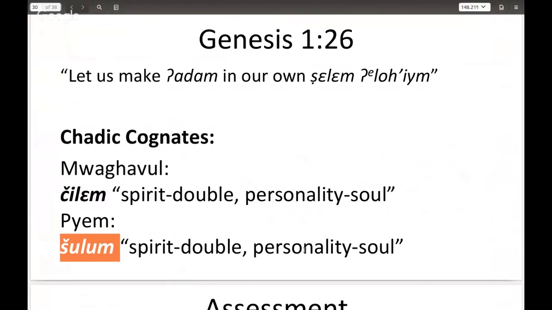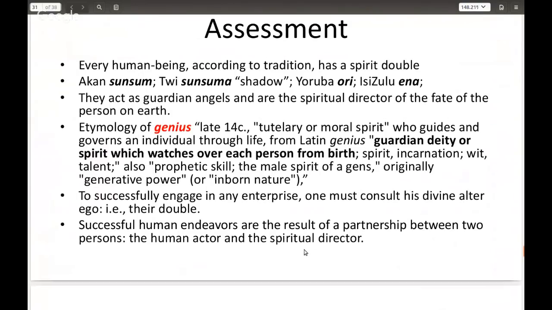It doesn't necessarily mean that they look like them physically in terms of makeup, but that who they are, in terms of the humans in general, is the spirit double in this world for them in the spirit world. And so there's a particular assessment that we got to understand within the African context. And that is, every human being, according to tradition, has a spirit double. In the Akan, they call the spirit double the Sunsum. In Twi, it's Sunsuma.